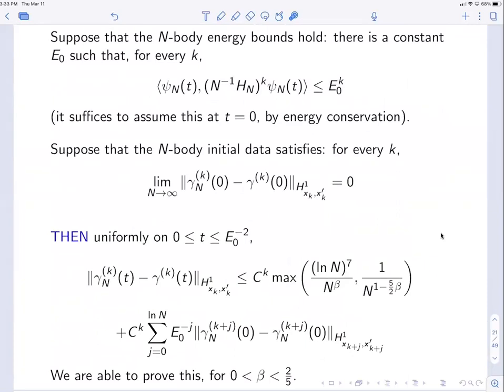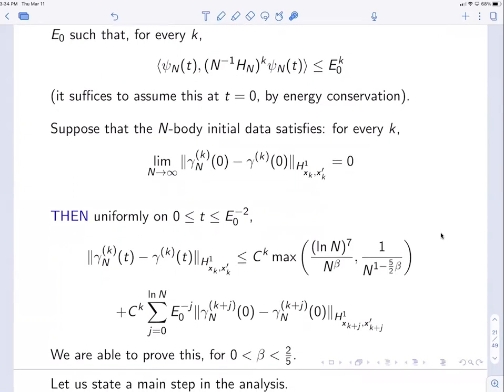So we suppose that the n-body initial data satisfies the following, that for every k, if you look at the kth density gamma nk, the component of BBGKY, built from the n-body wave function, minus gamma k at 0, the density built from the phi zeros, which were then evolved by NLS. You look at this difference and then evaluate in H1, and we want that as n tends to infinity to go to 0. Right? So that is just saying that initially the two match up asymptotically.